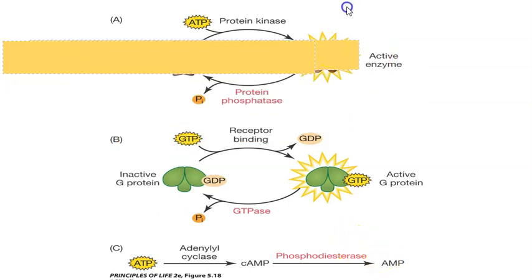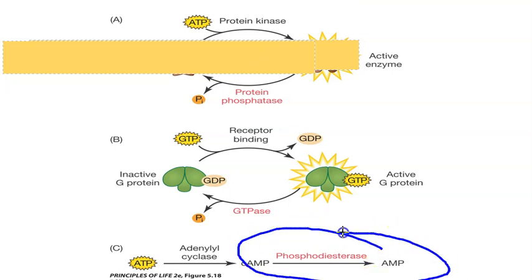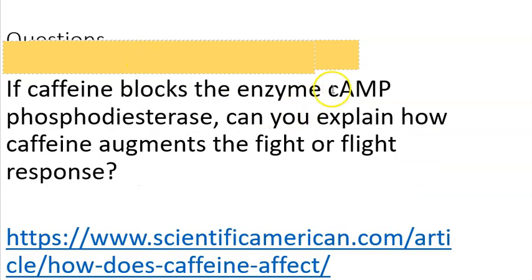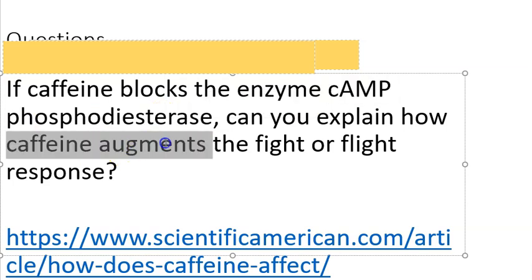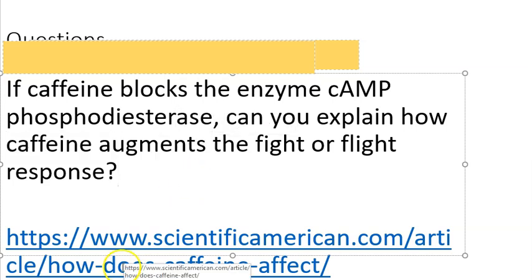Phosphodiesterase is right here. So if cAMP can't be broken down anymore, right? Phosphodiesterase breaks down cAMP. If it can't be broken down anymore, it is still sending that signal. cAMP is still sending the signal to release more glucose because we're in danger. We need glucose now to fight or flee. So caffeine, yes, it augments. It makes the fight or flight response greater. And then you can kind of read an article about caffeine.